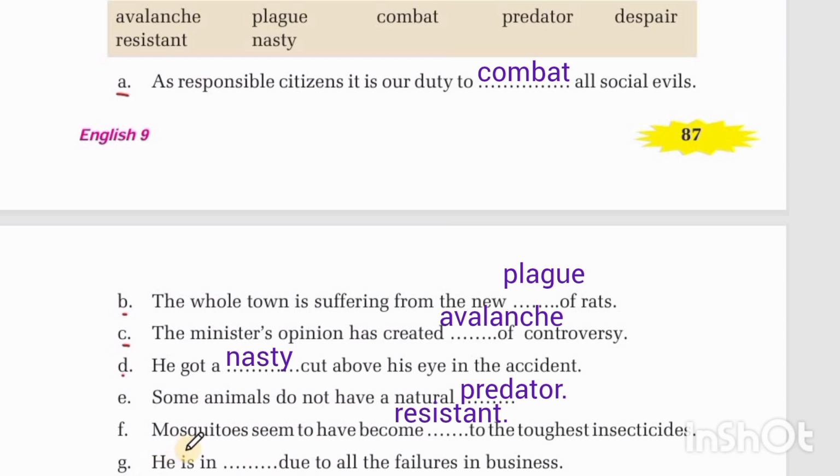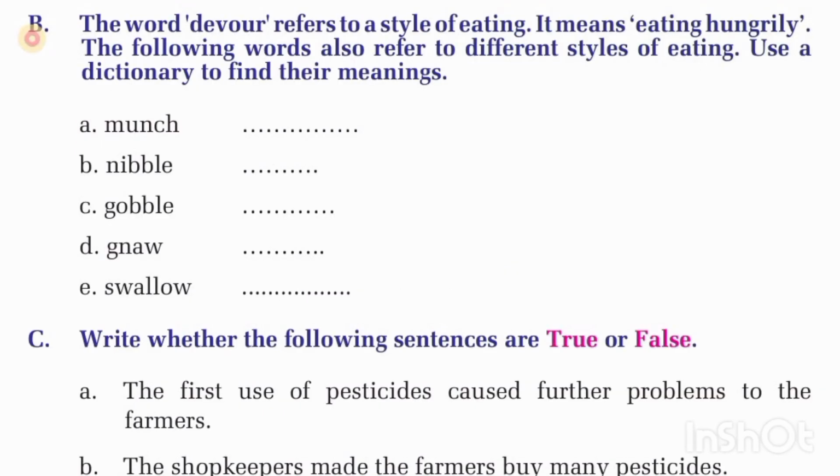G. He is in despair due to all the failures in business. It means he is in hopelessness due to all the failures in business. Task B. The word devour refers to a style of eating. It means eating hungrily. The following words also refer to different styles of eating. Use a dictionary to find their meanings.